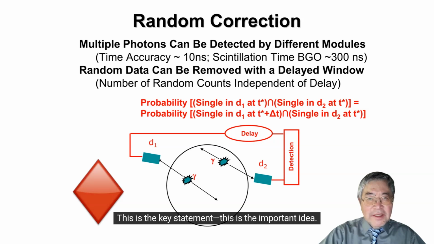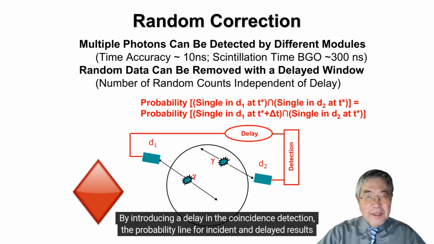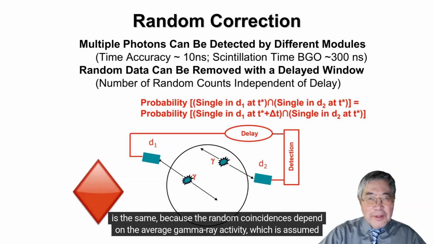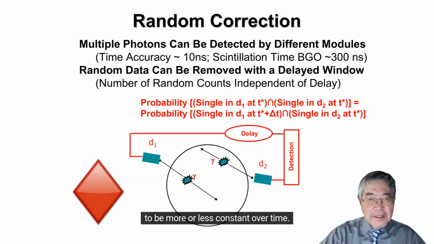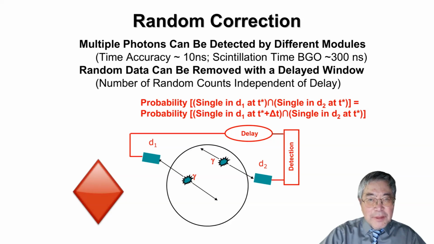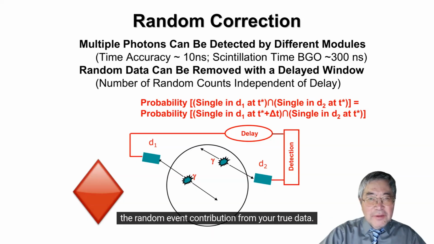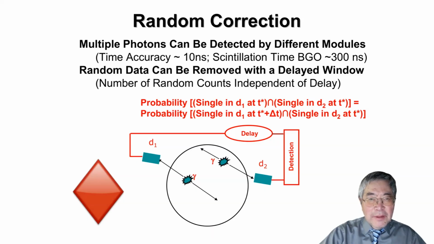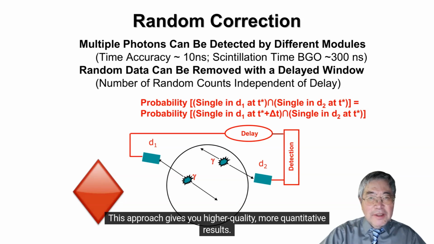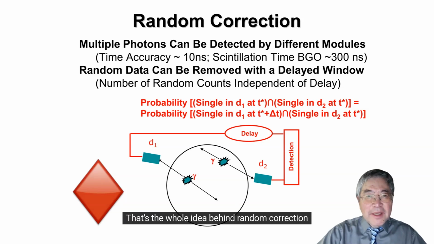This is the important idea. By introducing a delay in the coincidence detection, the probability for prompt and delayed events is the same, because the random coincidences depend on the average gamma ray activity, which is assumed to be more or less constant over time. The delay itself doesn't change that rate. You can then use the measured random events from the delayed window to directly estimate and subtract out the random event contribution from your true data. This approach gives you higher quality, more quantitative results. That's the whole idea behind random correction.